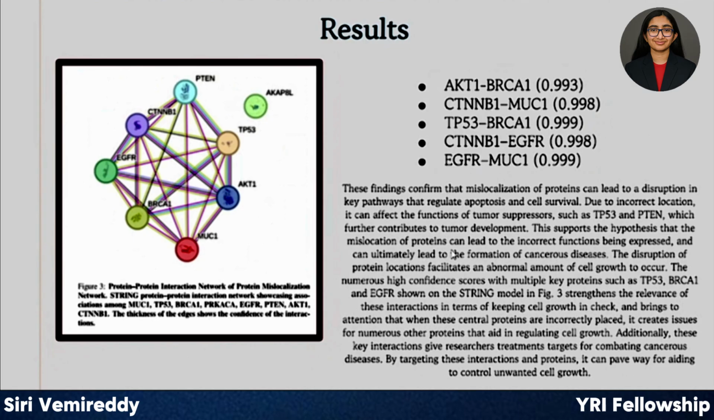And these findings help confirm that the mislocalization of proteins can lead to a disruption in key pathways that regulate apoptosis and cell survival. Because of the incorrect location of these proteins, it can affect the functions of tumor suppressors such as TP53 and PTEN, which further contributes to tumor development. It helps support the hypothesis that the mislocalization of proteins can lead to incorrect functions being expressed, and it can ultimately lead to the formation of cancerous diseases, as I said earlier.